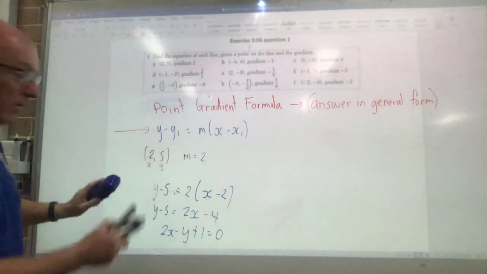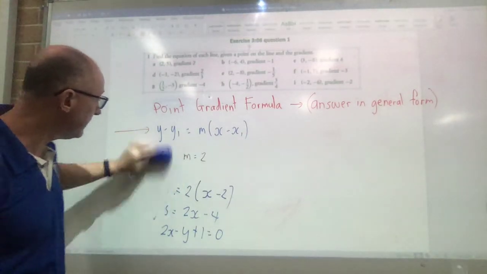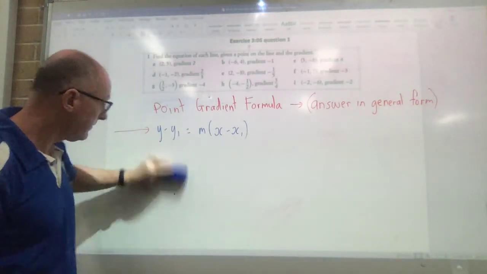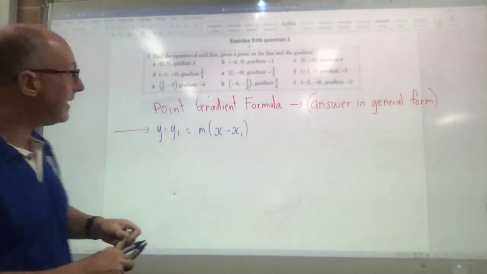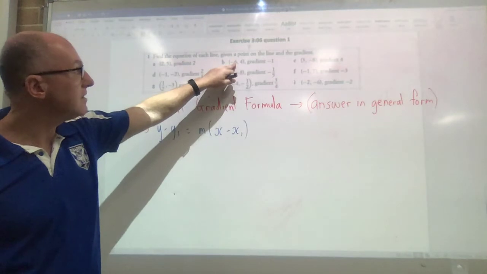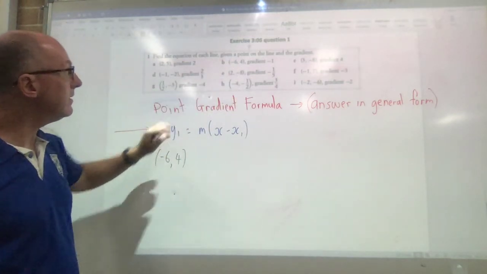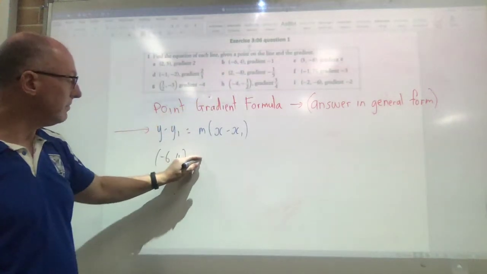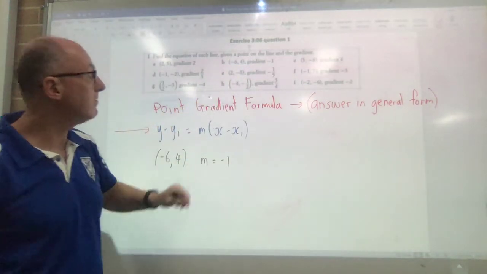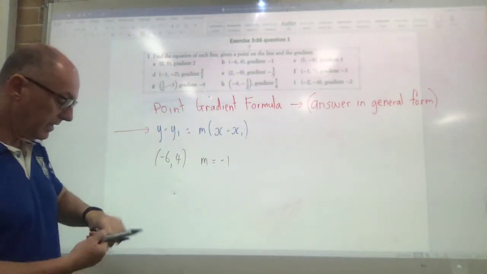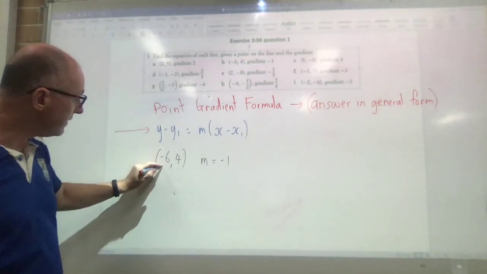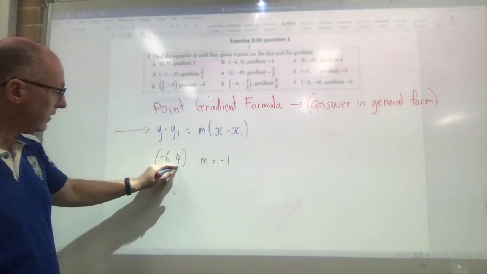I'll leave it there, or I'll rub it off actually. Let's have a look at the second question. It's all going to be the same working. The second question is this: minus 6, 4 is the coordinate, and the gradient is minus 1. M is minus 1. A reminder that in the question, minus 6 is x, and 4 is y.